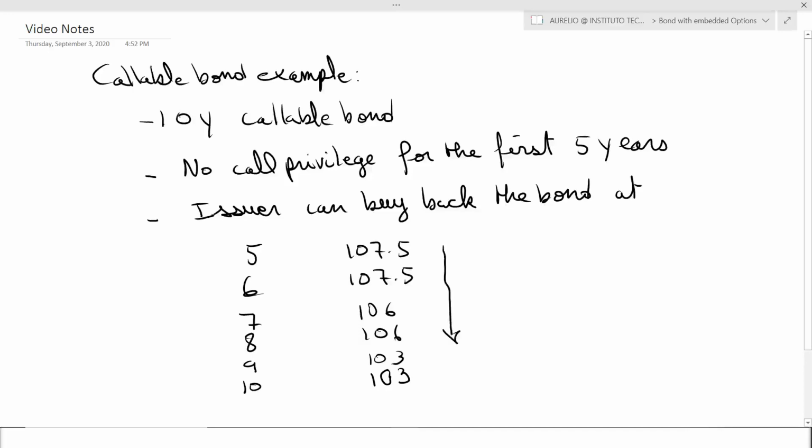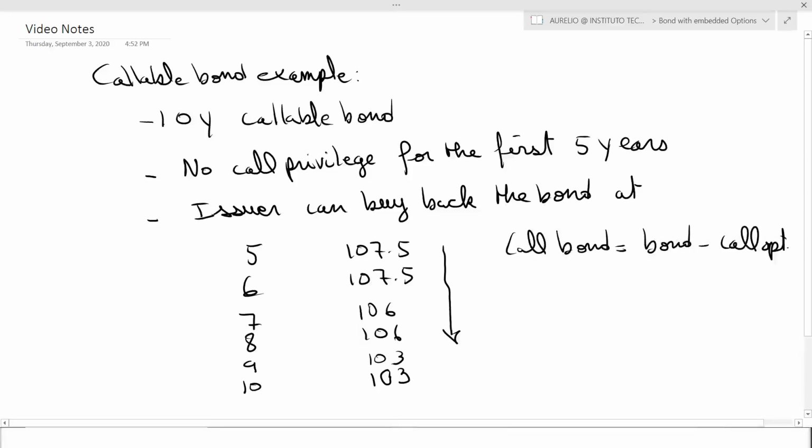Another characteristic of this callable bond is that the callable bond is equal to the plain vanilla bond minus a call option. The call option is basically this buyback that the issuer can have on the bond. So it's like you are selling a call option to the issuer. For this reason, a callable bond is going to have a higher yield than a plain vanilla bond.